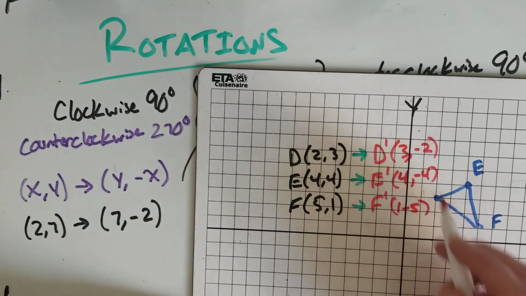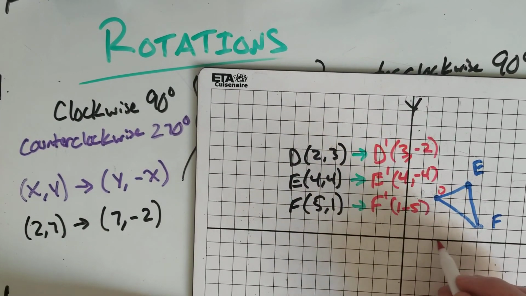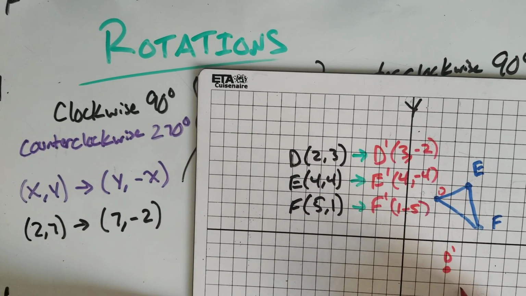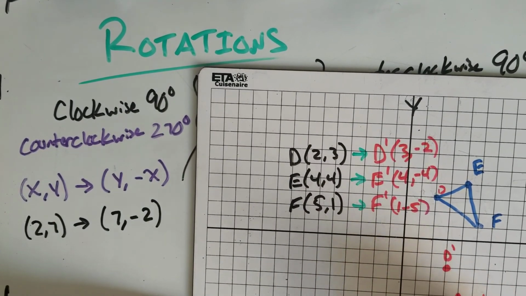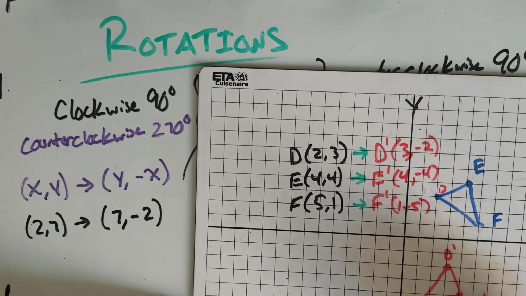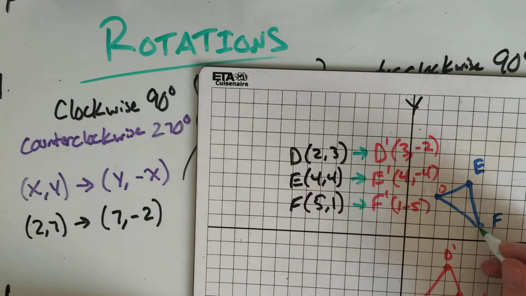If we go ahead and graph them, let's say we do D first, and this was point D right here. We have 1, 2, 3, negative 2. This becomes D prime. E is 1, 2, 3, 4, down 1, 2, 3, 4. Here's E prime. And F is 1, negative 1, 2, 3, 4, 5. So here's your F prime. I'll go ahead and draw the triangle. And if you notice, this is a congruent triangle. And it's gone 90 degrees in this direction.